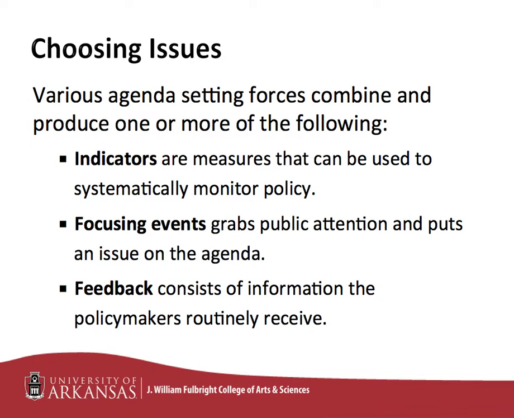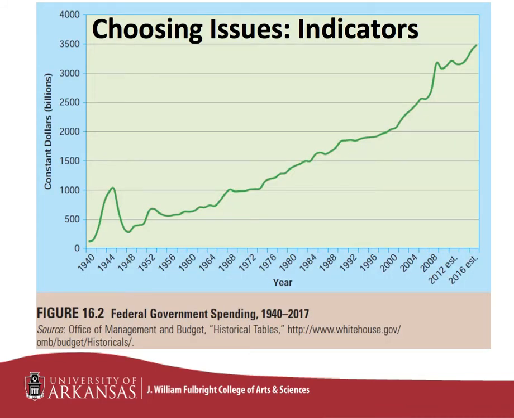Next up, we have focusing events, and these are the events that grab public attention and put an issue on the agenda as a result. And finally, there's feedback, which is the information that policymakers routinely receive from the public or from constituents and otherwise interested groups. So let's take a look at indicators.